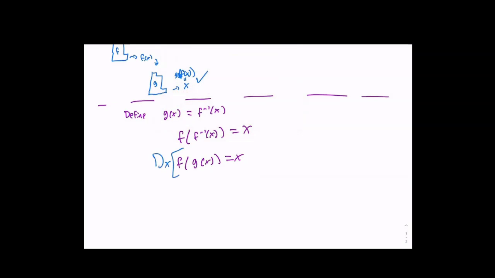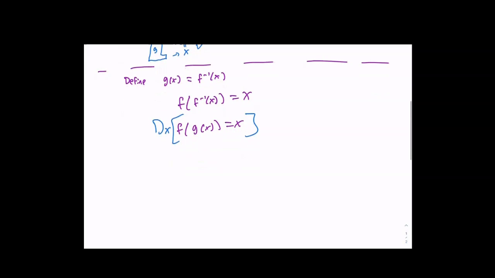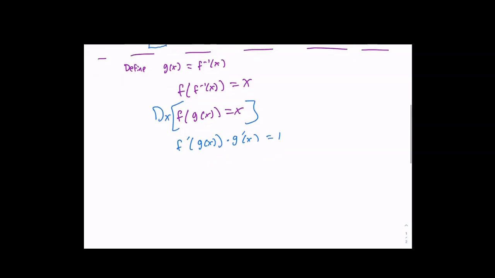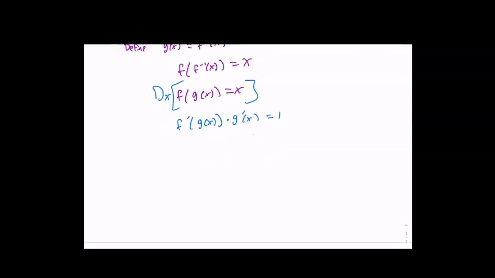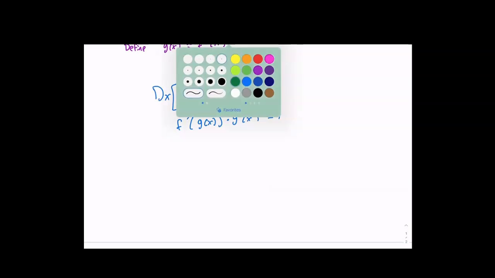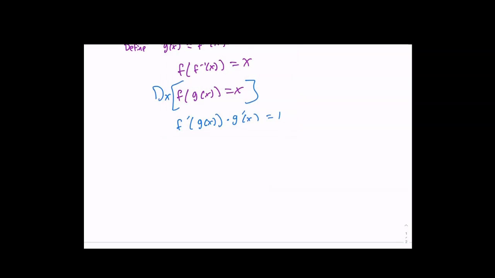Now, if we differentiate both sides, like implicit differentiation, we take the derivative of the left-hand side and set it equal to the derivative of the right-hand side. We get f prime of the baby, which is g of x, times the derivative of the baby, g prime of x, it's just chain rule, is equal to 1. We now do some algebra to solve for g prime of x, and we get that g prime of x is equal to 1 over f prime of g of x.